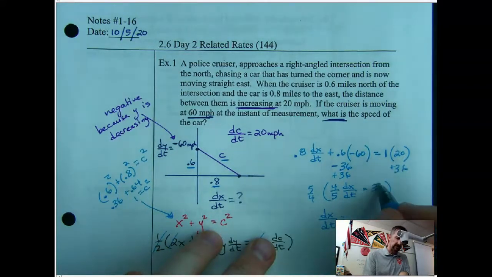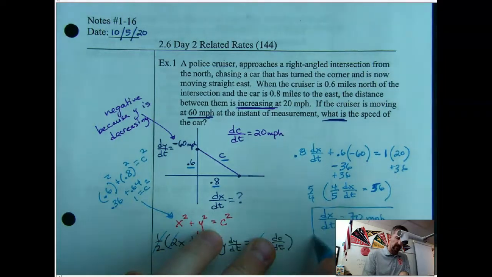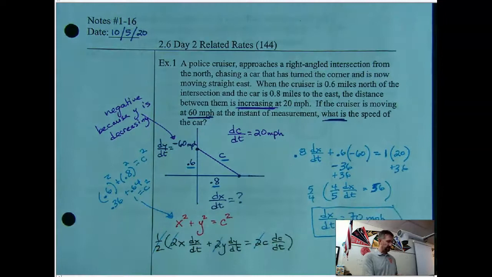56. Got a little careless there, be careful. 20 plus 36 is 56. So 56 divided by 4 is 14. 14 times 5 is 70. So 70 miles per hour. All right.